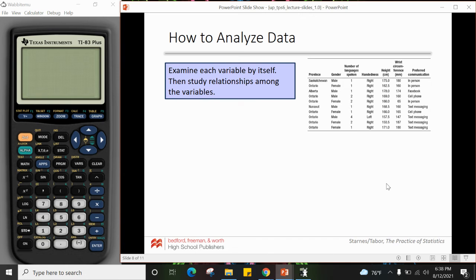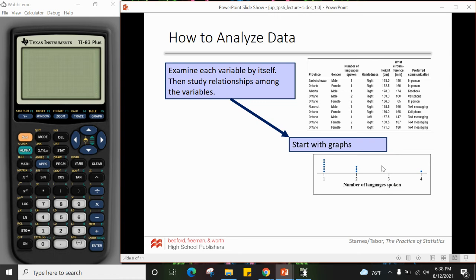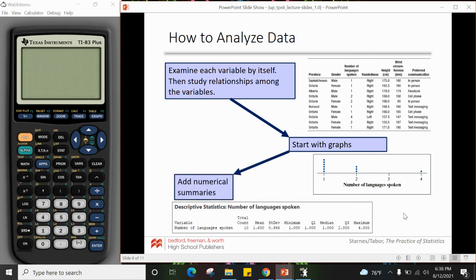So the way we analyze data is we're going to examine each variable by itself, then study the relationship among the variables. So you start with your graph and you see, it's a nice picture. It's pretty easy to see, hey, a lot of people only speak one language, only one person speaks four, and a few speak two. But we can see a lot of these people speak only one or two languages.